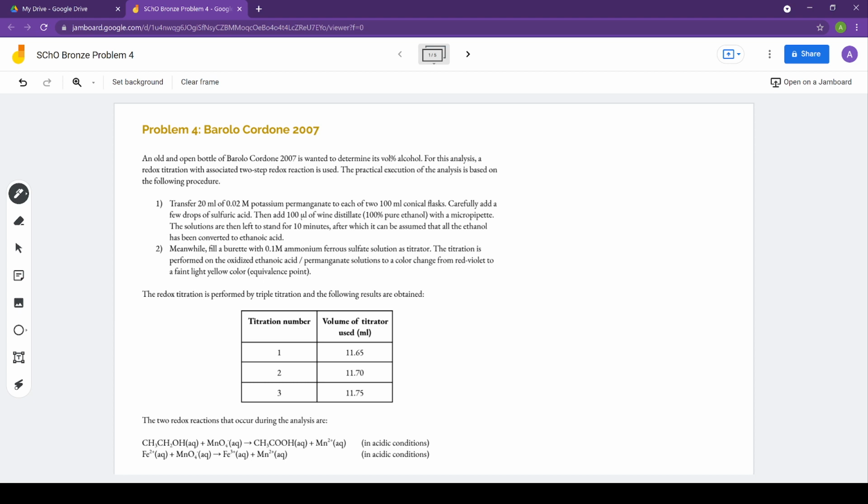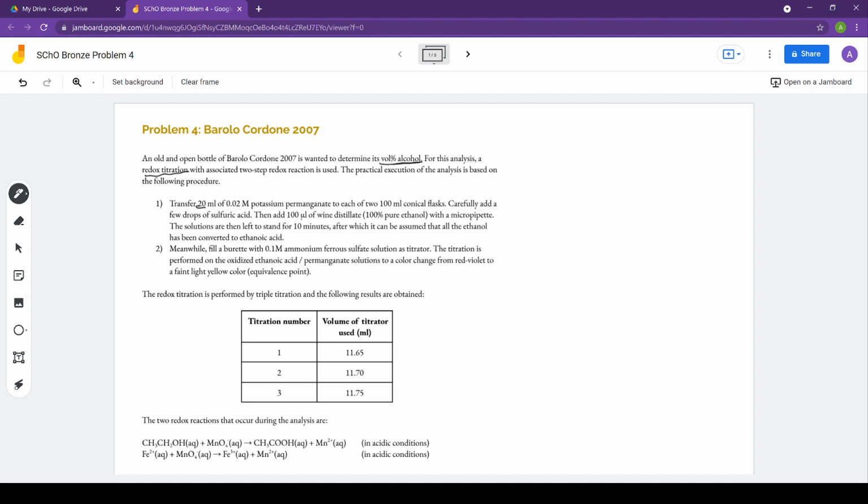Okay, so this says an old and open bottle of Barolo 2007 is wanted to determine its volume percent of alcohol. So basically we have some alcohol and we're trying to find the percent of ethanol that's actually in the alcoholic drink. For this analysis, a redox titration with associated two-step redox reaction is used. So we have a redox titration that's important to know. Okay, so let's look at the procedure and sort of decipher what's going on.